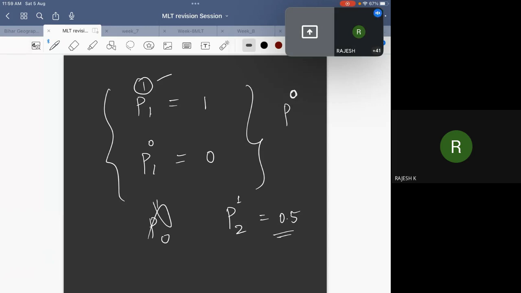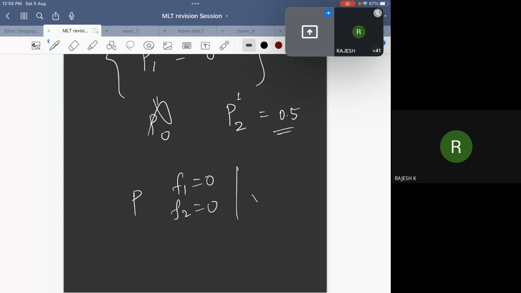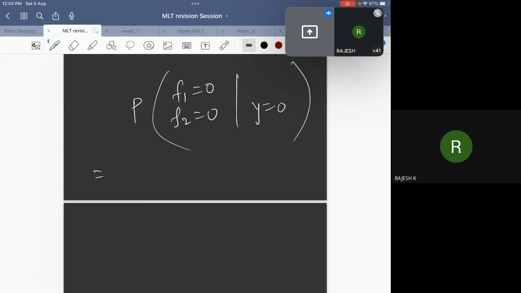In the question, it says if a test point has label 0, where y is 0, what will be the probability that the point is 0, 0? Basically, you have to calculate f1 is 0 and f2 is 0, given y equals 0. You already know the independence concept, so you can write it like this: f1 equals 0 given y equals 0, multiplied by f2 is 0 given y equals 0. Can you write it like this?